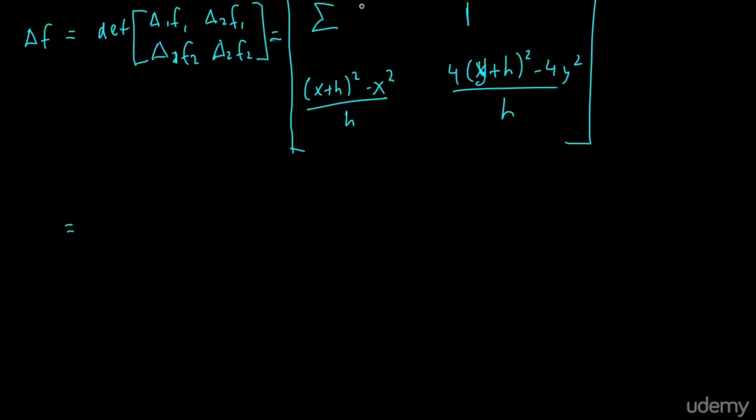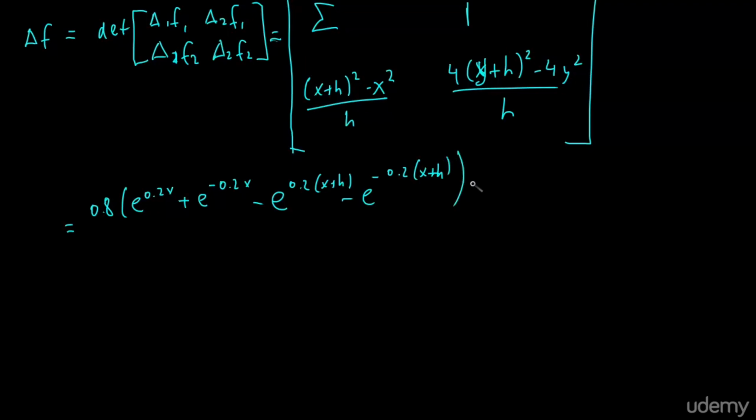I'm not going to show the workings here because sigma is really large. Let's just assume that we'll keep the function somewhere. Actually, why not? Let's write it out. So it's going to be 0.8 multiplied by e to the 0.2x plus e to the minus 0.2x minus e to the 0.2(x plus h) minus e to the minus 0.2(x plus h). So that's this part, and then all of this gets multiplied by the following. So we have (y plus h) squared minus y squared.